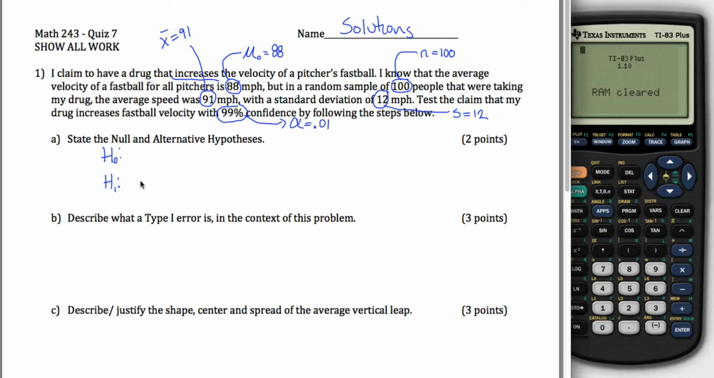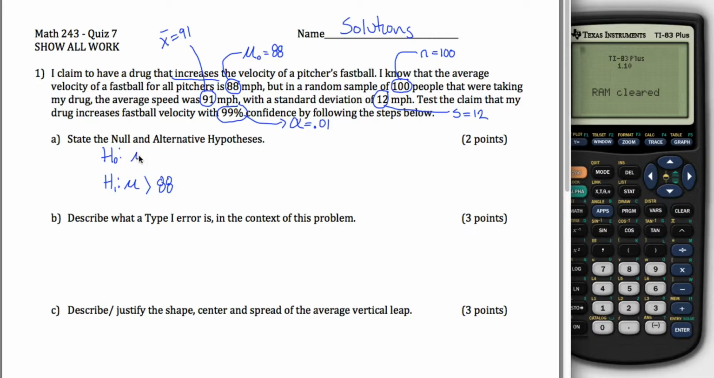So how do you write that mathematically? Well, we're going to let mu represent the population average if everybody in the entire world took my drug. Every pitcher in the entire world took my drug. The entire population, but on my drug. Whereas mu naught is the entire population not considering the effects of the drug. My claim is that mu is greater than mu naught, being 88 in this case. So what I'm saying is that if everyone in the world took my drug, the population average would be greater than what it currently is, this 88.